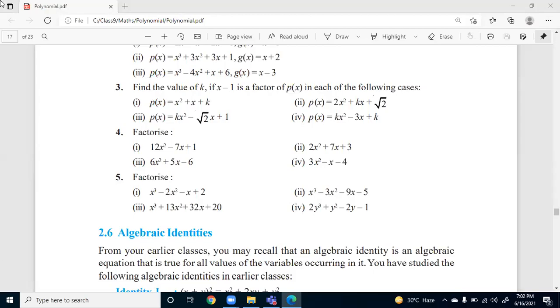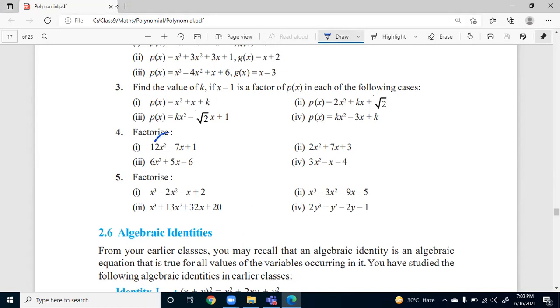So let's start today's class from question number 4, that is how to factorize this quadratic polynomial. See, nothing is written on it, so we can factorize it by middle term splitting also. So I'm just doing the first part for you. Okay, it is 12x square minus 7x plus 1.